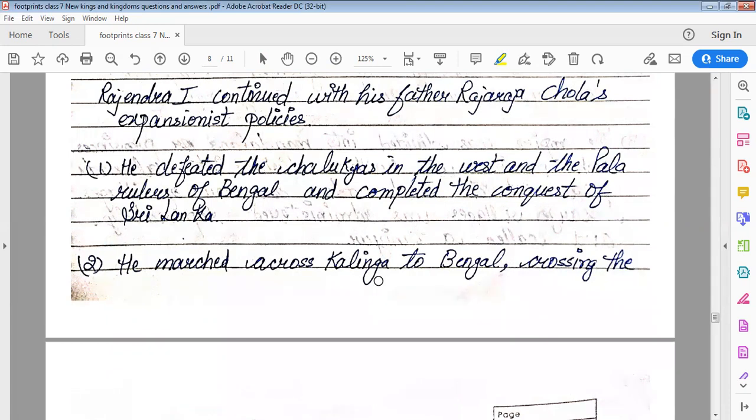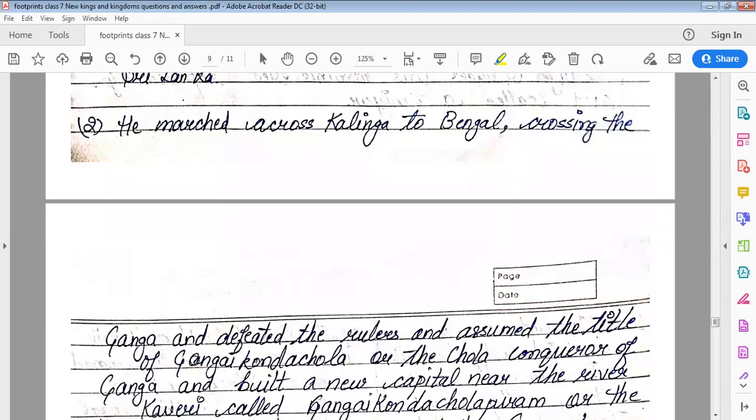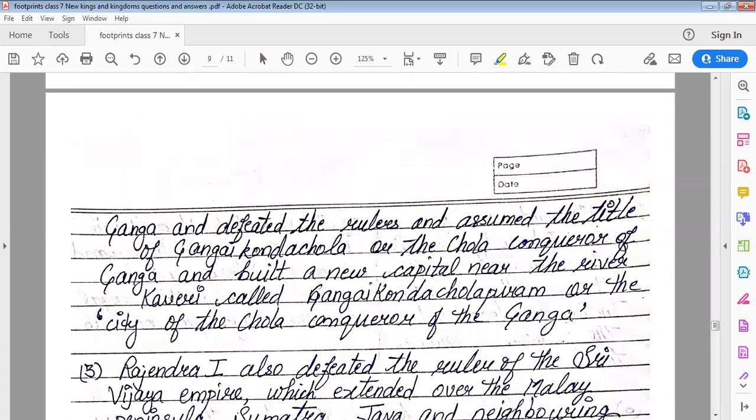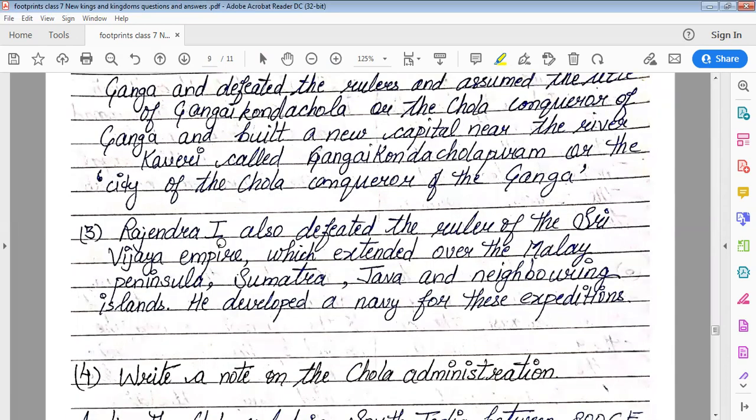He marched across Kalinga to Bengal, crossing the Ganga and defeating the rulers, and assumed the title of Gangai Konda Chola, or the Chola conqueror of Ganga, and built a new capital near the river Kaveri called Gangai Konda Cholapuram, or the city of the Chola conqueror of the Ganga. Rajendra I also defeated the ruler of the Sri Vijaya Empire, which extended over the Malay Peninsula, Sumatra, Java, and neighboring islands. He developed a navy for his expansion.